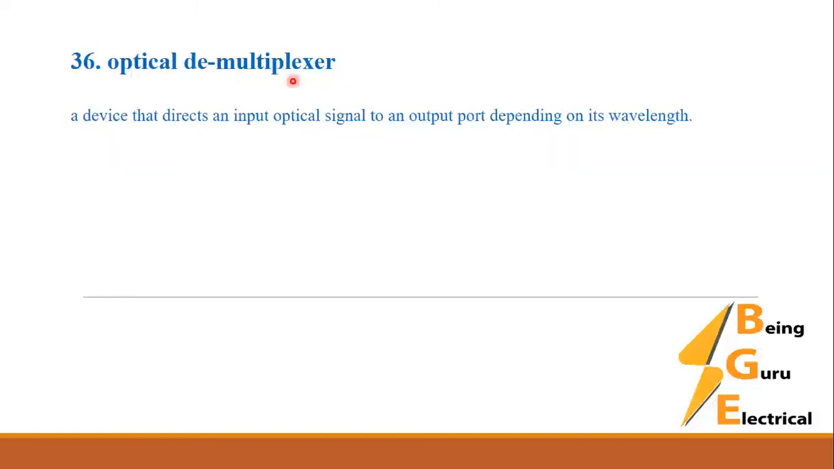Then we have optical demultiplexer. What is its purpose? A device that directs an input optical signal to an output port depending on its wavelength is called an optical demultiplexer. As its name shows, it is optical, so it is related to the wavelength of the input signal. So an optical demultiplexer is a device that directs an input signal to an output port depending on its wavelength.